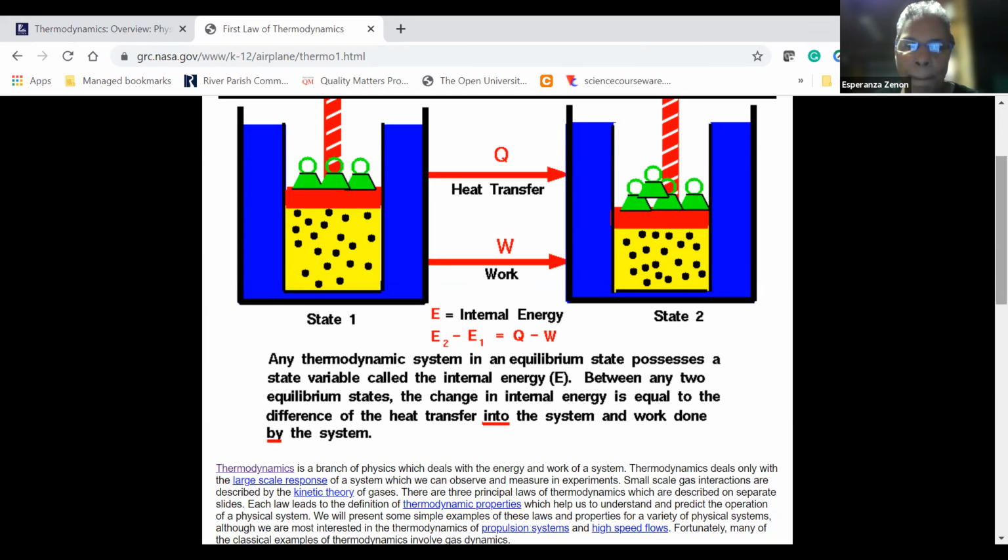So this first law of thermodynamics talks about the relationship between work W, heat Q, and energy E. And so the change in internal energy is equal to the difference between the heat in and the work out. Okay.